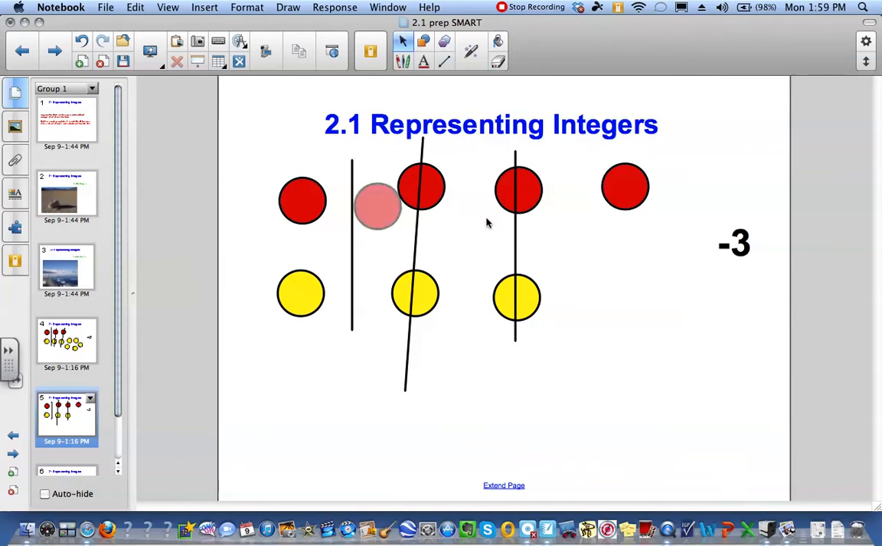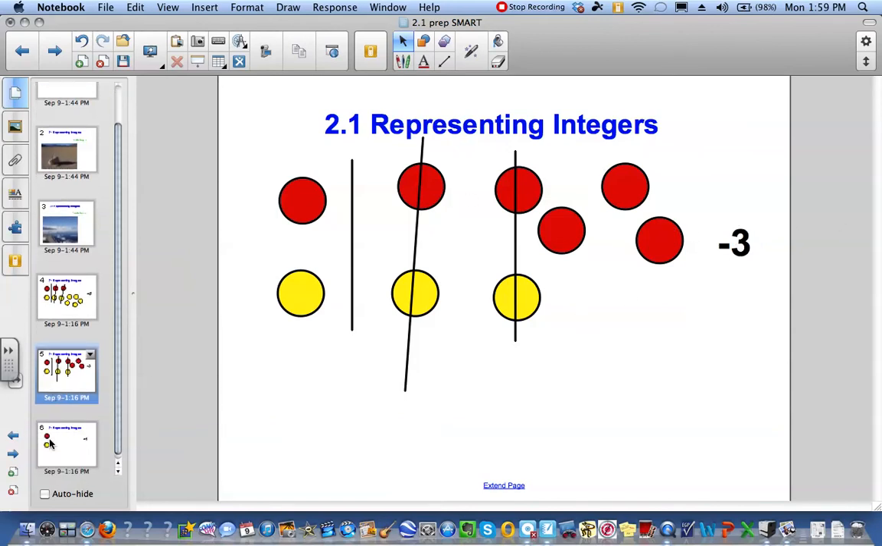So to make negative 3, I would have to bring out 2 more negative tiles. So in total, I have 1, 2, 3, 4, 5 negatives and 2 positives. Negative 5 plus positive 2, these cancel out. It gives me negative 3.